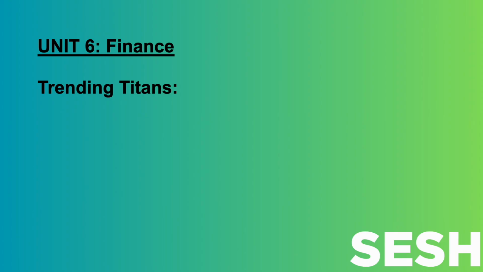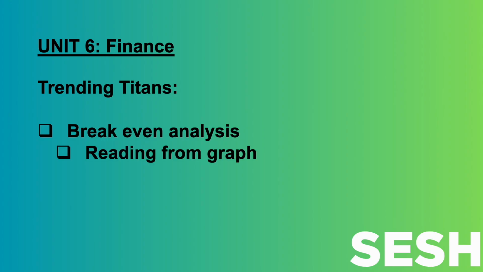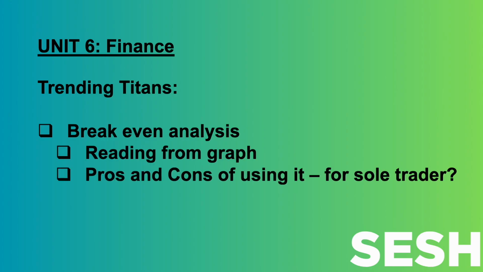And then your trending titans, the final trending titans for finance: break-even analysis, but twofold. Be aware from the reading the graph point of view and from the pros and cons point of view. And don't forget about margin of safety. Margin of safety is related to this topic. That's the actual output minus the break-even output.